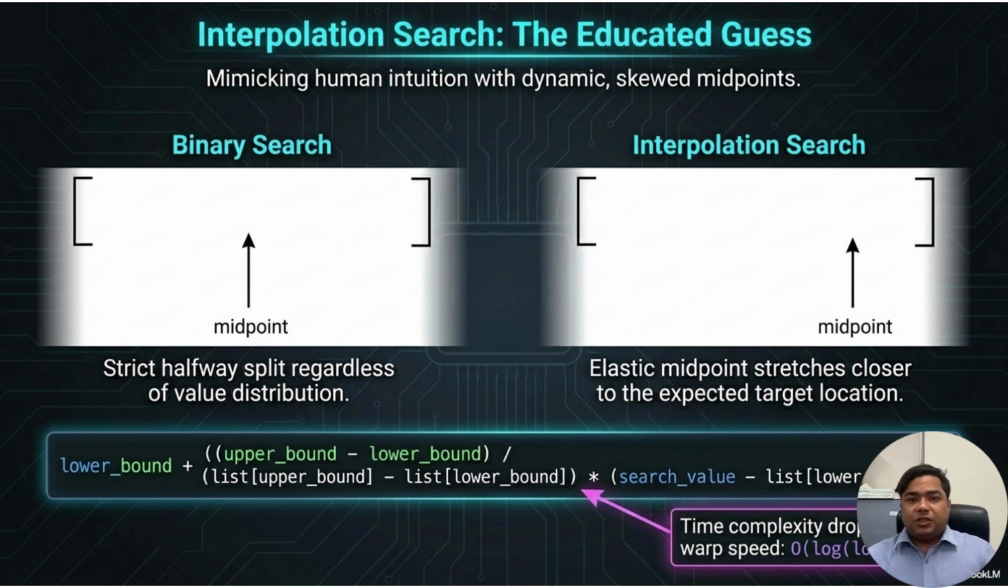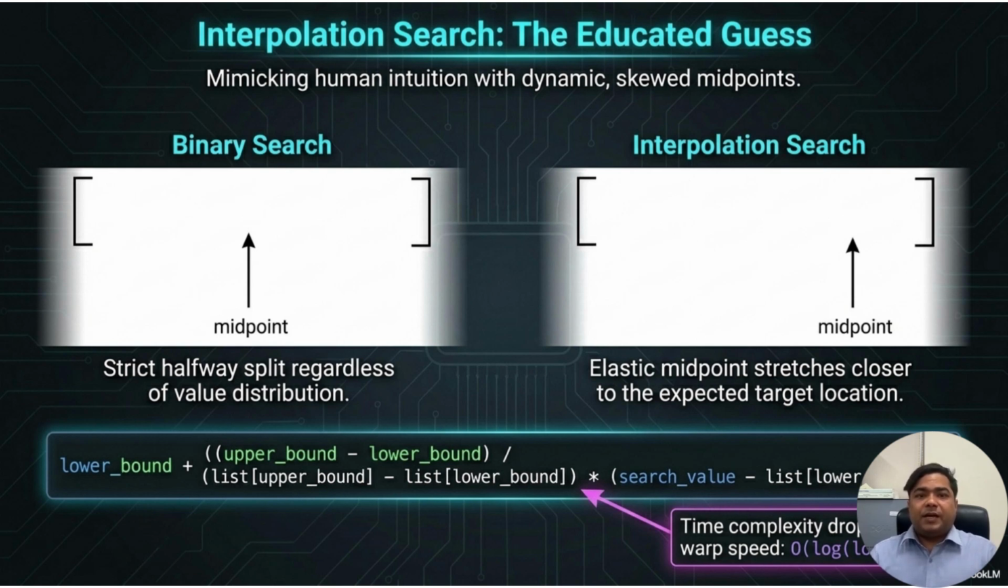But interpolation search tries to estimate the position of the target value based on the value distribution. For example, suppose we have a sorted list from 1 to 1000 and we are searching for 900. A human will not normally start exactly in the middle. We naturally guess that 900 is probably closer to the right side. That is why this slide calls interpolation search the educated guess.